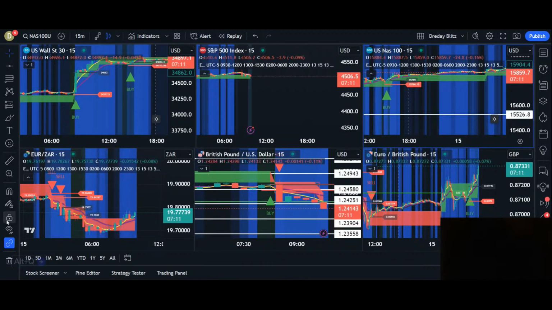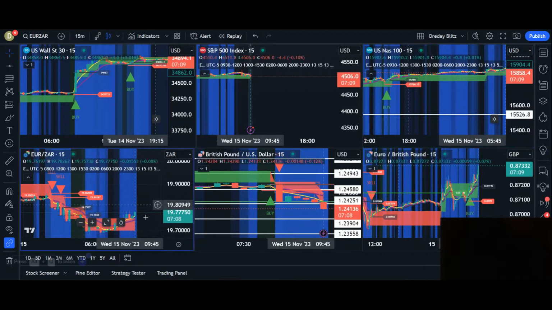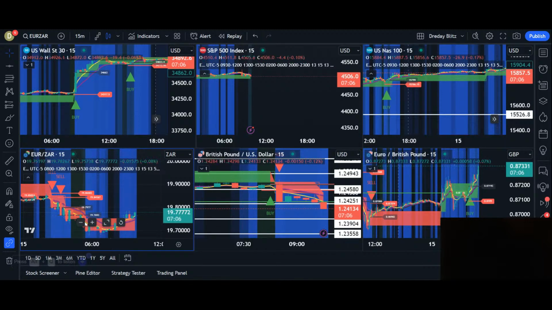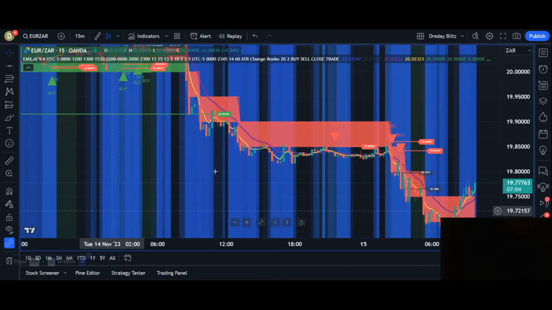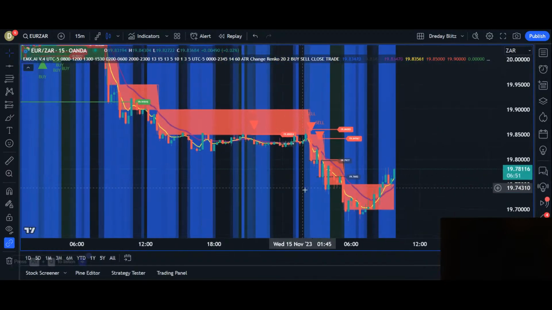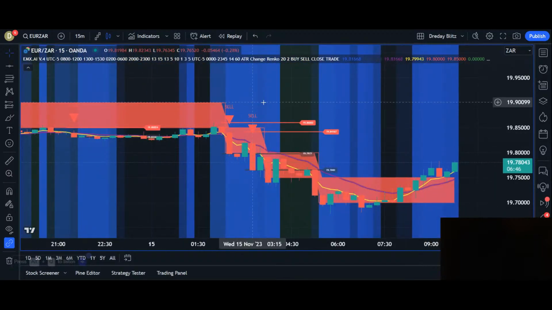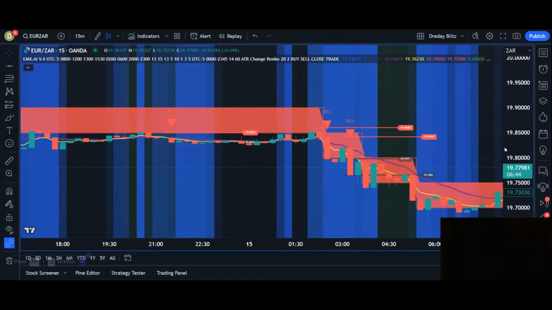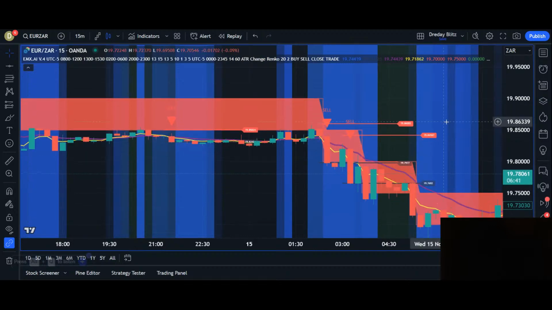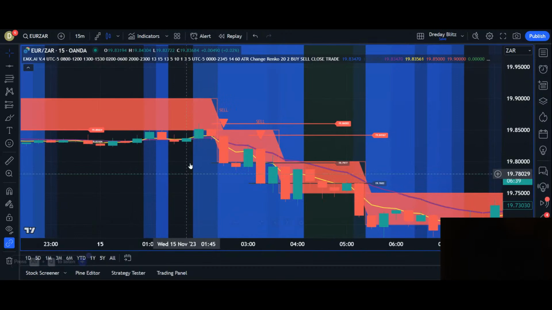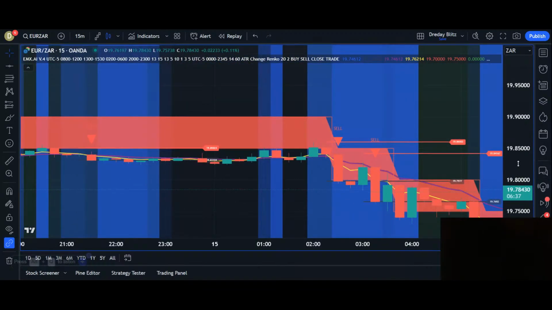So let's look at the Euro JPY. I'm just gonna pull it out. Oh no, that was Euro ZAR that I was playing with. Like I said, it will work on any type of market, even an exotic market. If you go on Euro ZAR, the best time to trade it will be in the London session.